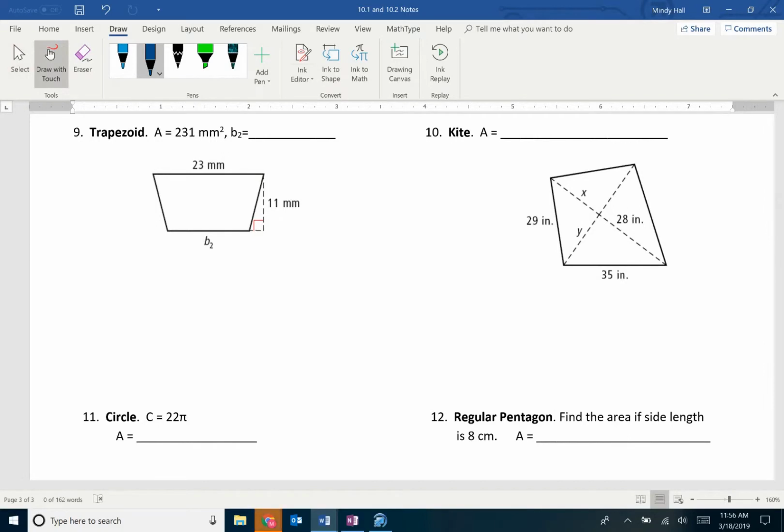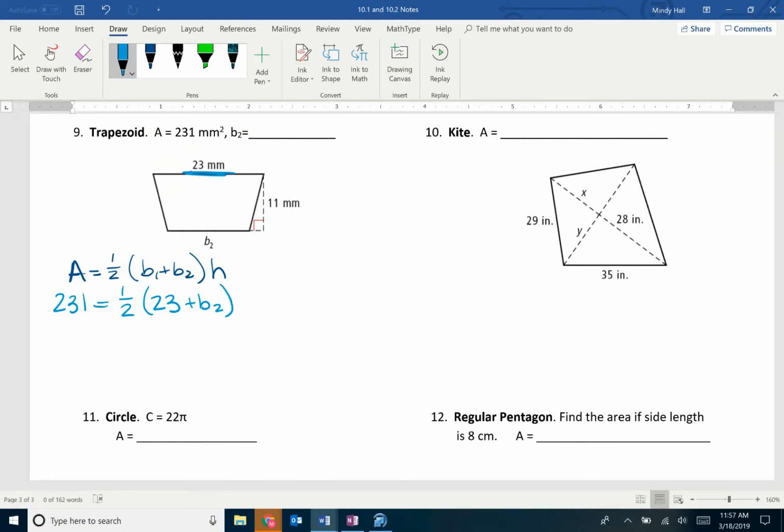For number 9, with this trapezoid, notice now we're given the area and we are looking for B2. If you write the formula for a trapezoid, it is area equals 1/2 times your bases added together times your h. So we just fill in what we know. We know that the area is 231 millimeters squared. We also know that base 1 is 23 because it's right here, but we don't know base 2, so we're just going to leave it. And we know that our height is 11. For some of you, it might help to label your picture with what variable represents the length, that way you keep track of what's what.